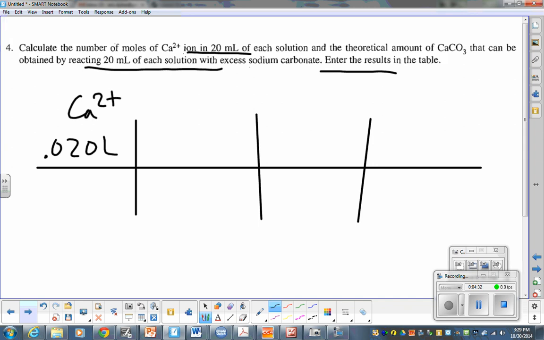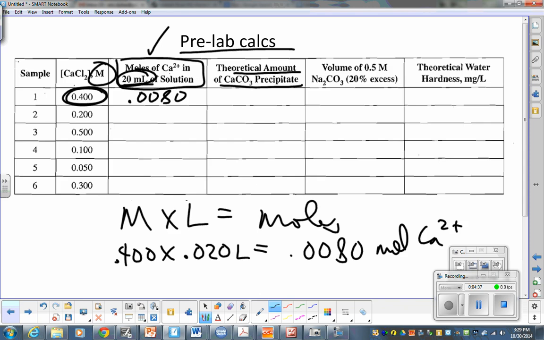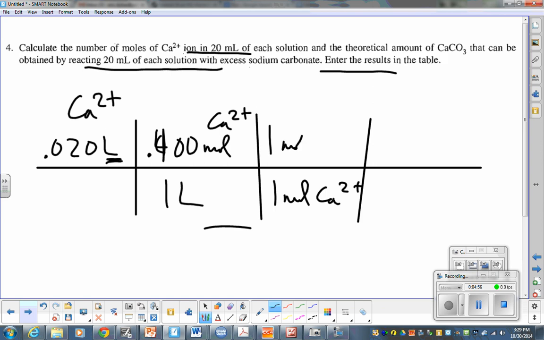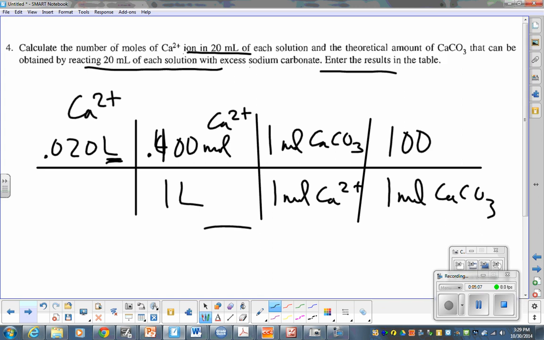When liters of Ca2+ is here, what has to go down there? That's where I'm going to use the molarity. My molarity right there is 0.400, so 1 liter is 0.400 moles of Ca2+. And what do I know from the equation? Well, 1 mole of Ca2+, this is my limiting reactant, is equal to 1 mole of CaCO3. And 1 mole of CaCO3 is equal to 100.1 grams of CaCO3.